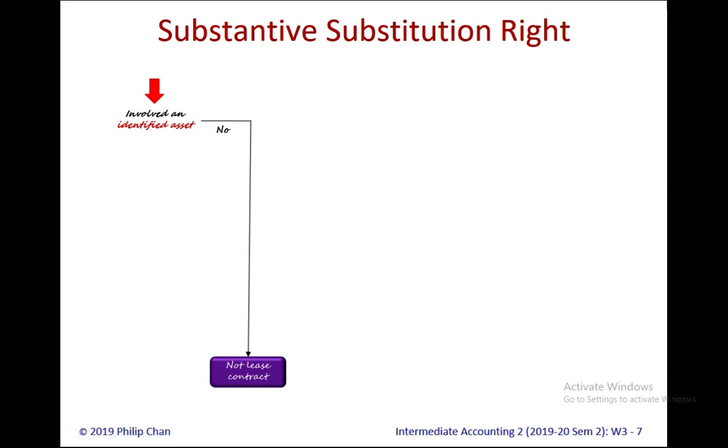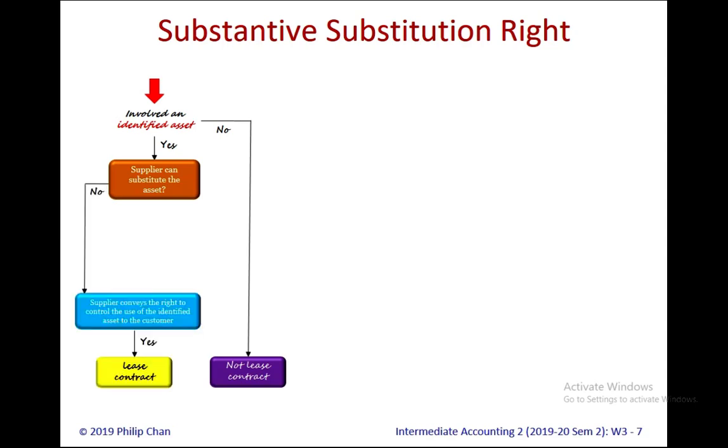Okay, but if you can specify that asset, yes, then the next thing you have to ask yourself is, can the supplier or landlord, or if you like more specific, the lessor, substitute this asset? What does it mean by substitute? That means the supplier can change that asset that you're using and replace it with another model, for instance. If the answer is no, that's no problem.